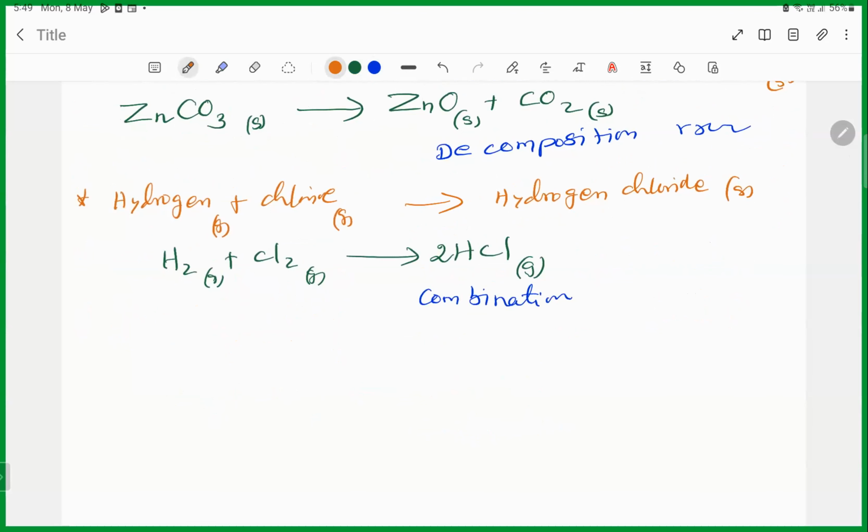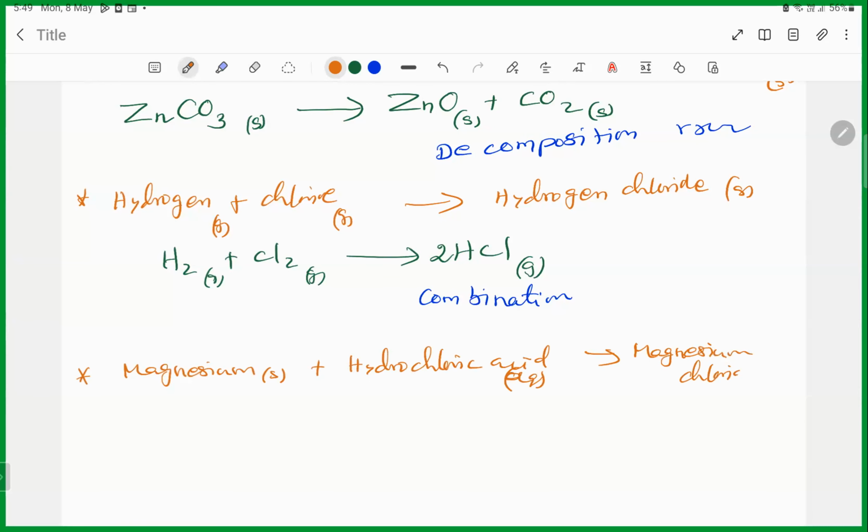Magnesium plus hydrochloric acid aqueous. It gives magnesium chloride aqueous plus hydrogen gas.